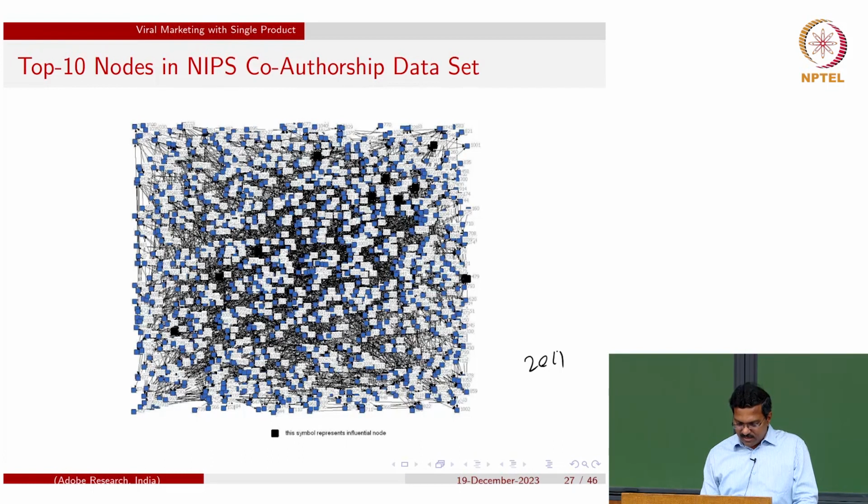So here is another small size network, the authorship network of authors who publish in the NeurIPS or NIPS conference, which is a very flagship AI, ML conference. So in this authorship network, as you can see, the dark nodes are the top K nodes, right? They're all well spread in the network like this.